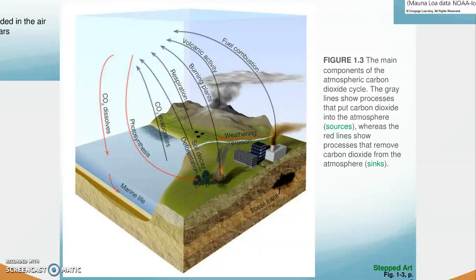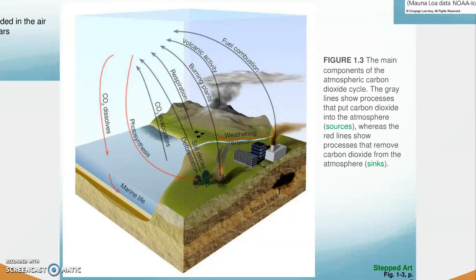And then a sink is considered something that removes that compound from the atmosphere. For instance, dissolving carbon dioxide into water removes carbon dioxide from the air, so it is a sink. Photosynthesis, plants draw carbon dioxide from the atmosphere, as well as marine life, so all of those are carbon dioxide sinks.